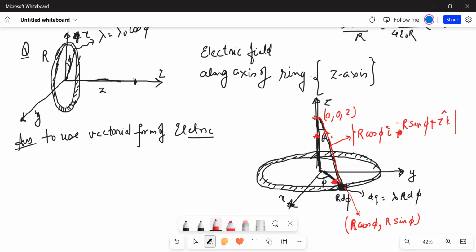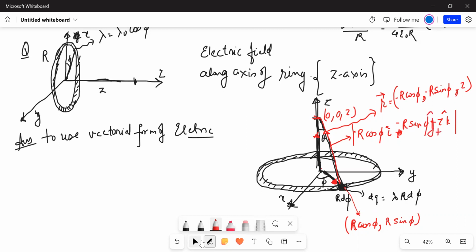Overall, if I want to write this particular vector in vector form, this r vector would be simply minus r cos phi i cap, minus r sin phi j cap, and then you have this z. So if I'm writing it in the form of coordinates, it implies minus r cos phi i cap minus r sin phi j cap, and then plus z k cap.